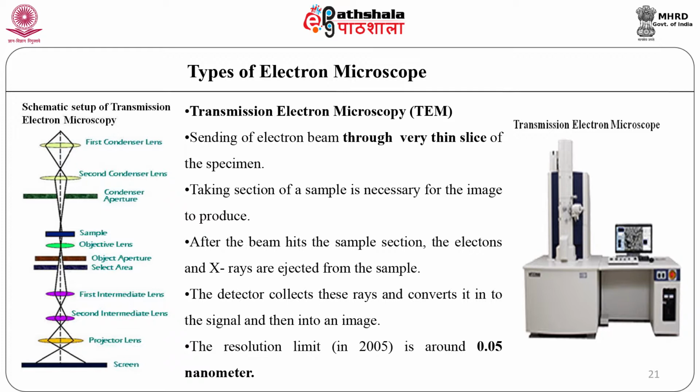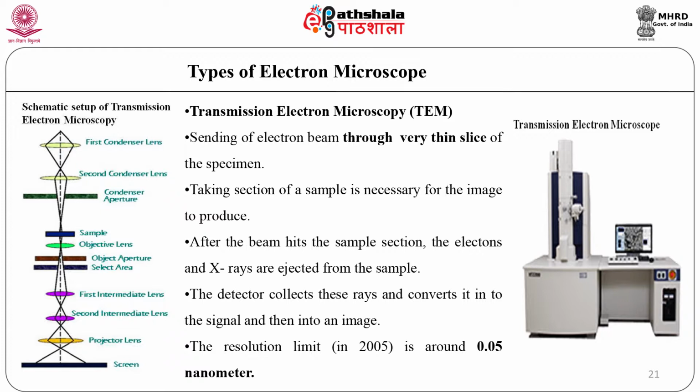TEM, or transmission electron microscope, works much like a light microscope. It transmits a beam of electrons through a thin specimen and then focuses the electrons to form an image on the screen or on film. The electron beam is created using a cathode, which is generally a tungsten filament, and it involves high voltage.